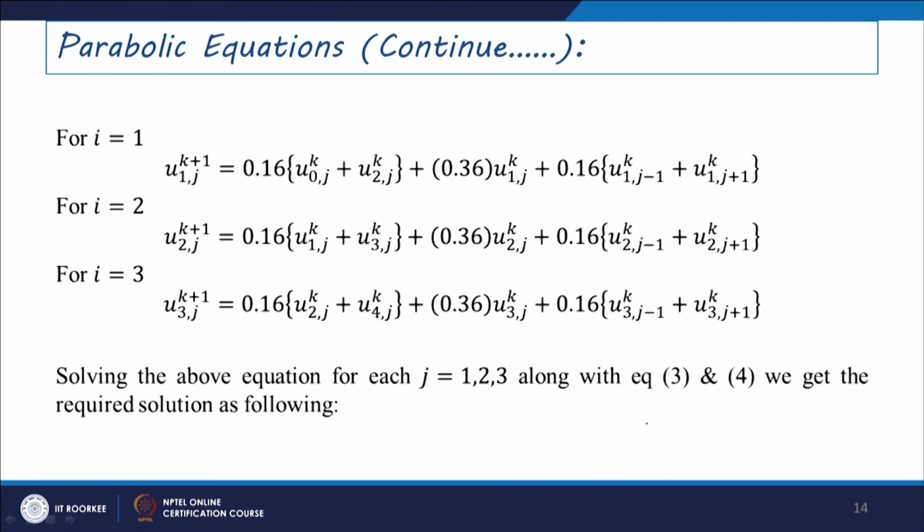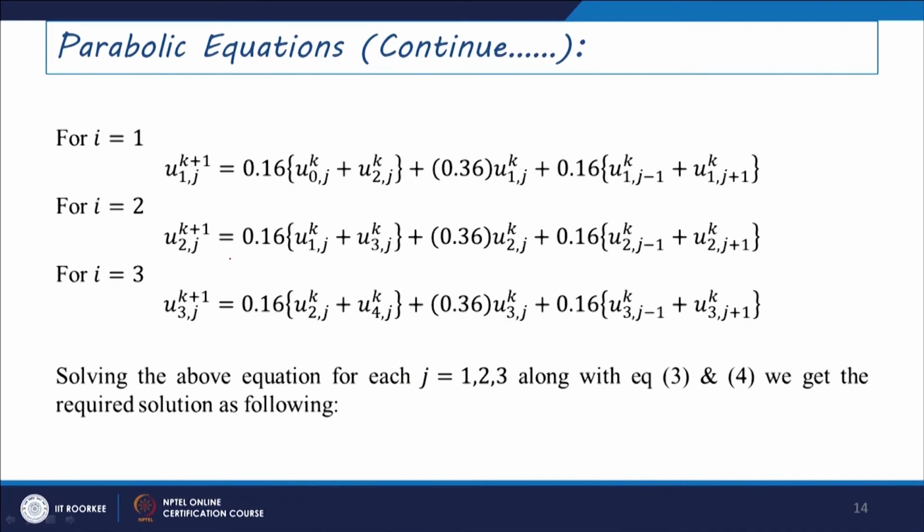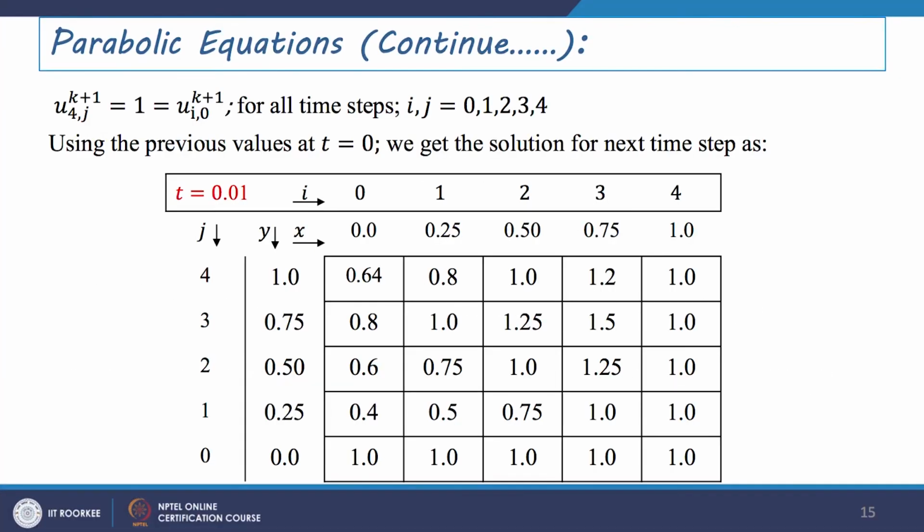So if you put all these values, then for i equals 1, 2, 3 here, we can obtain this expansion of this equation in the form of u_{1,j}, u_{2,j} and u_{3,j} here. And if you go for the solution of these three equations for j equals 1, 2, 3, then we can get the required solutions. Since these are all boundary conditions, they are already fixed for all time steps, if you vary i, j equals 0, 1, 2, 3, 4 here.